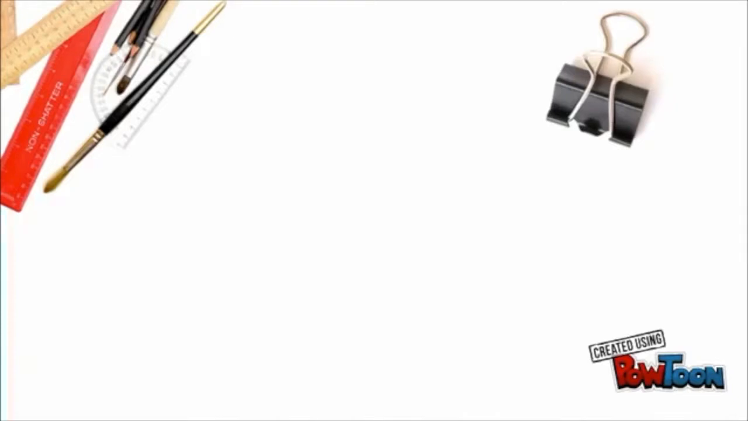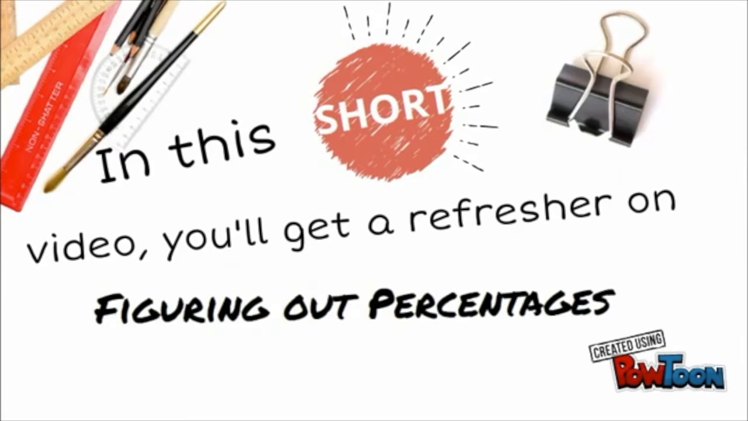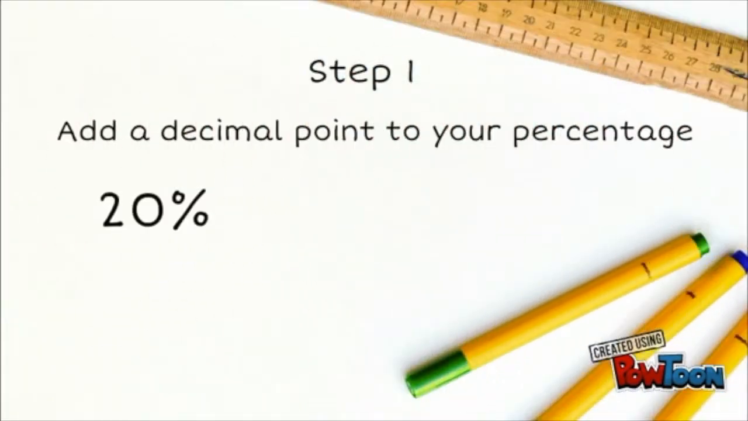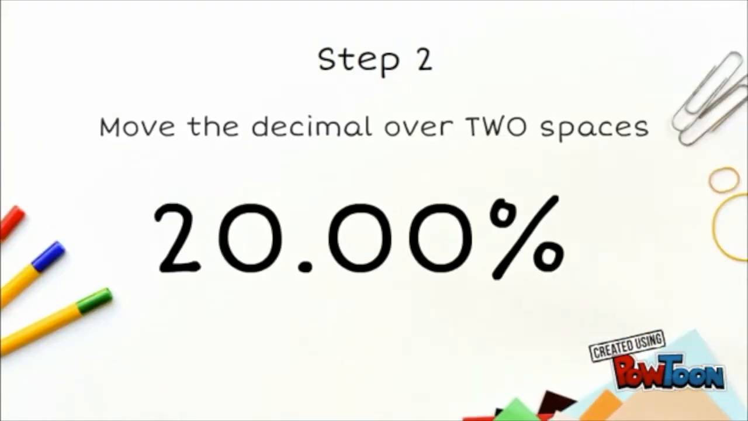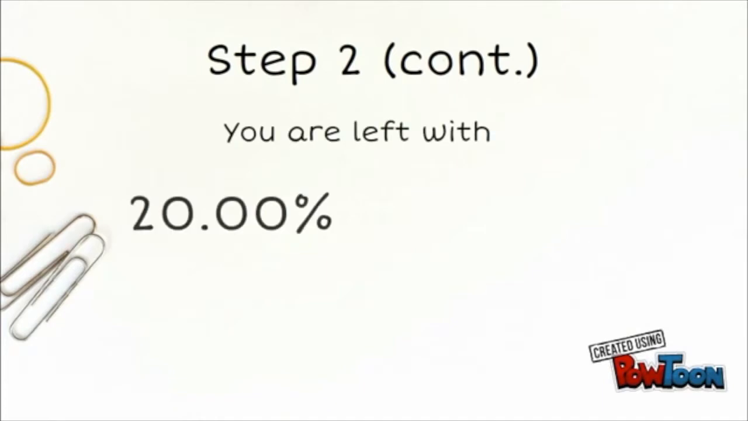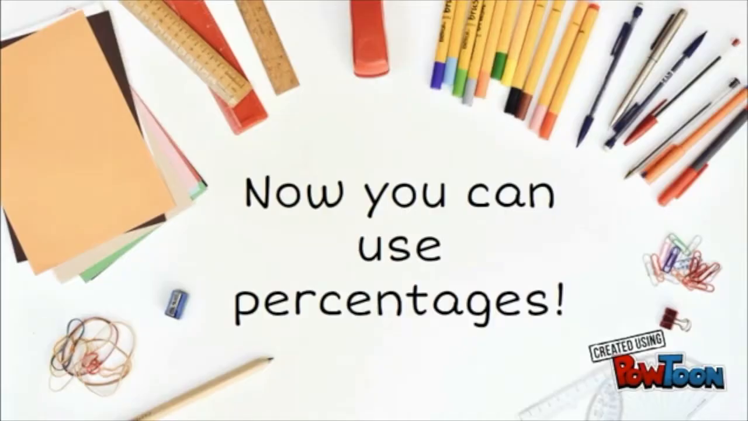In this short video, you'll get a refresher on figuring out percentages. First, you are going to add a decimal to your percentage. Then, you are going to move your decimal point over to the left for 2 spaces. You will be left with this. Now, you can use the percentages to calculate tip and tax.